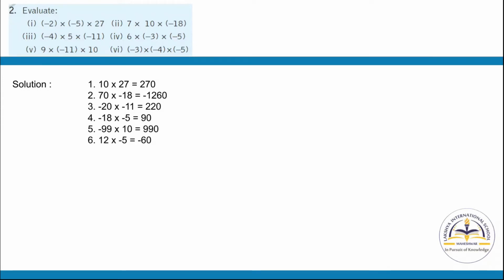Now question number third: minus 4 into minus 5 into minus 11. First we will solve minus 4 into minus 5. We will get 20, and then 20 and minus 11, we will get minus 220. Now you have to solve the others.